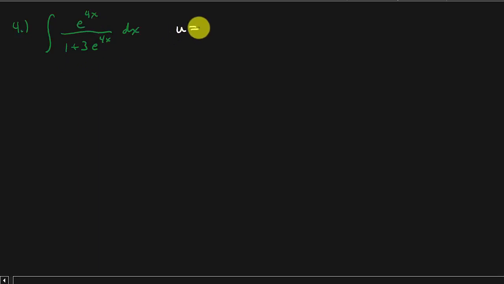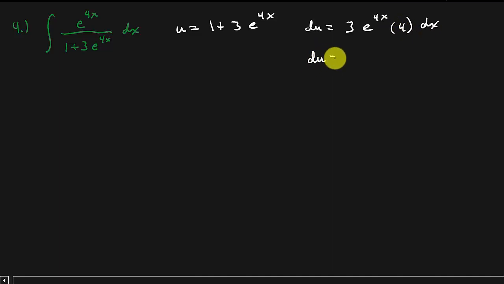So I'm going to let u equal 1 plus 3e to the 4x. And so I've got du, now let's write it over here. So I've got du is equal to derivative of 1 is 0, and then derivative of this, that's 3e to the 4x times the derivative of the exponent times 4 dx. And so I've got du is 12e to the 4x dx.